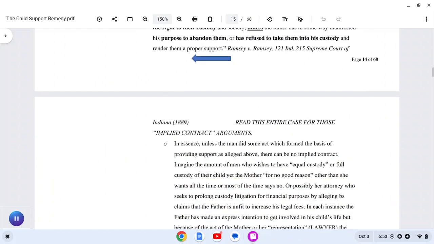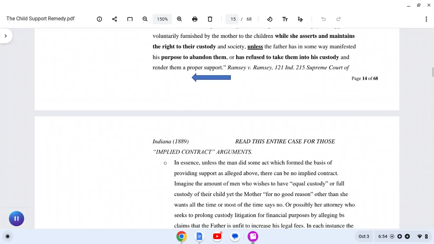Read this. Okay, so he's telling you to read this case. Read this entire case for those implied contracts arguments. 1889. Okay, there's the case right there. The author is telling you to read Ramsey versus Ramsey, 1889.